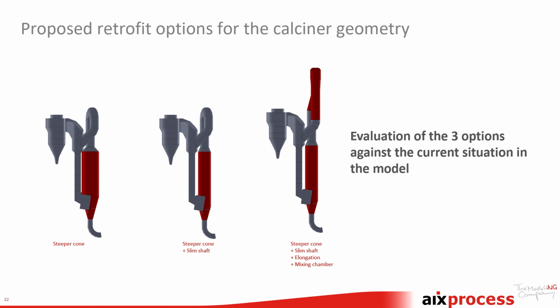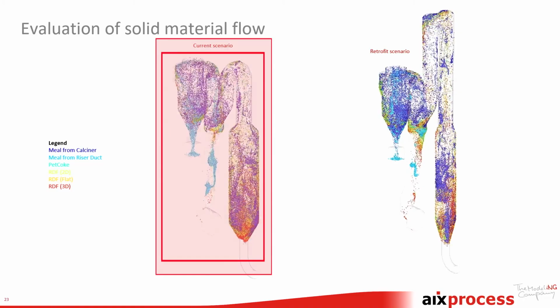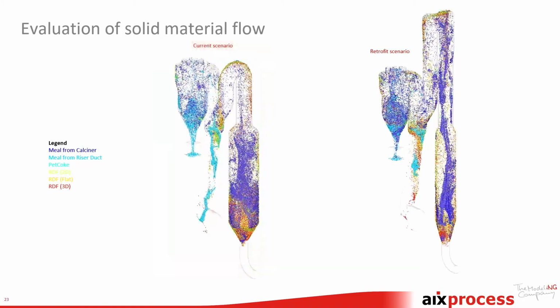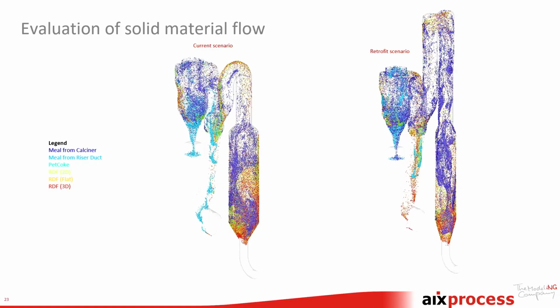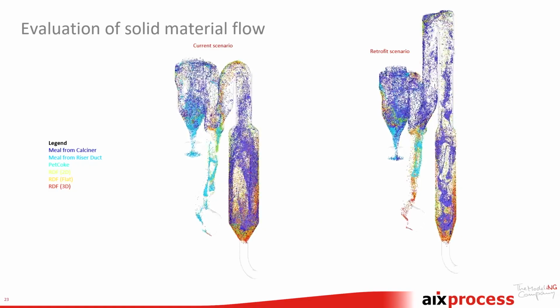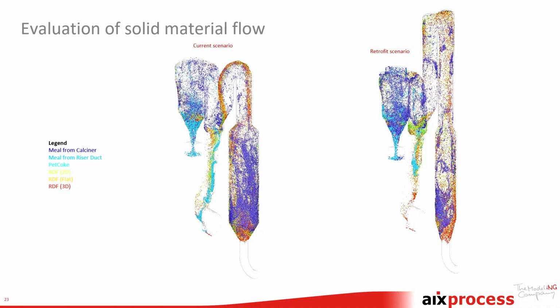So from the operational view, this may sound the most promising, but we also know that this is the most expensive revamp. This is why we try several different options. So here you can see the current scenario. The particles are colored by their species, so you can see how it is not very well mixed, and every now and then we have particles that fall through. And in the retrofit scenario, it's a much smoother operation.